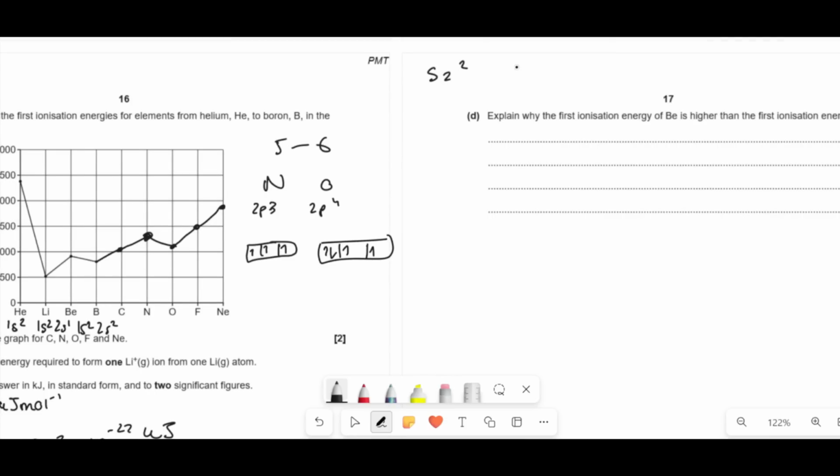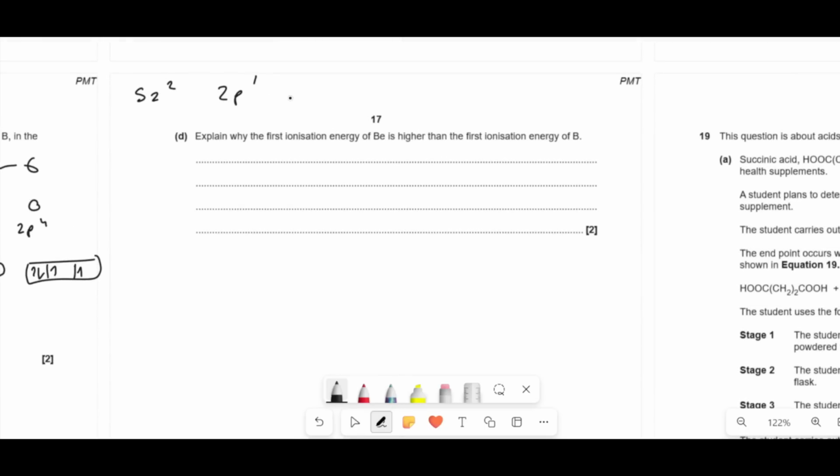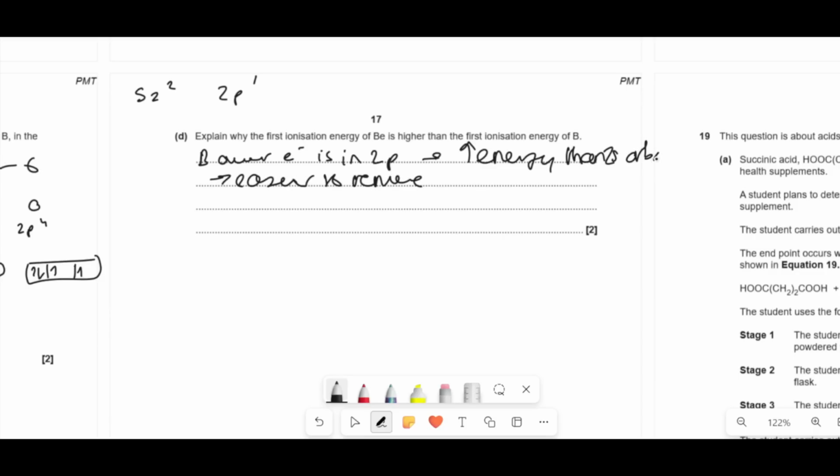2s2, and then boron is 2p1 after. So 1s2, 2s2, 2p1. Right now, that orbital has a higher energy. So in boron, the outer electron is in 2p, which has higher energy. Therefore, it's easier to remove. So it's higher energy than the 2s orbital. That's why we get that drop.